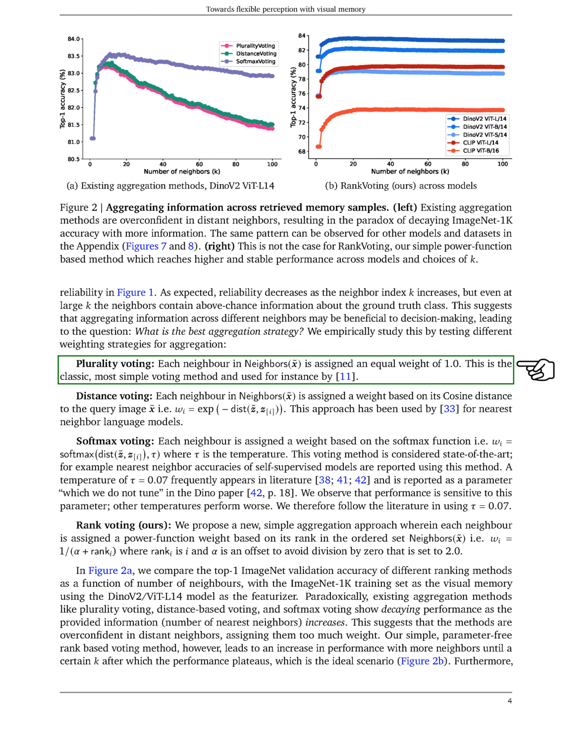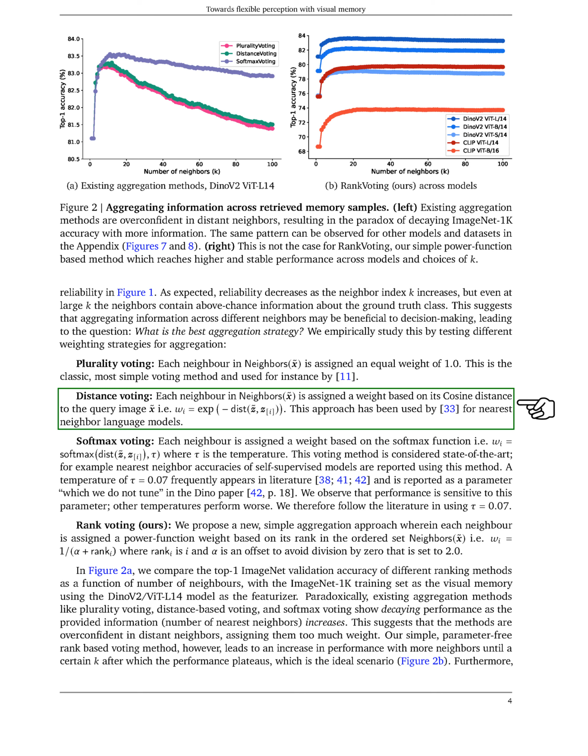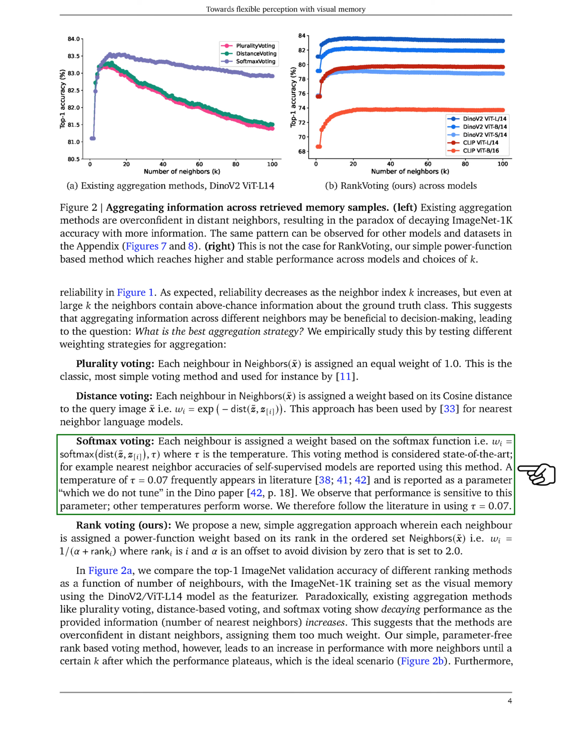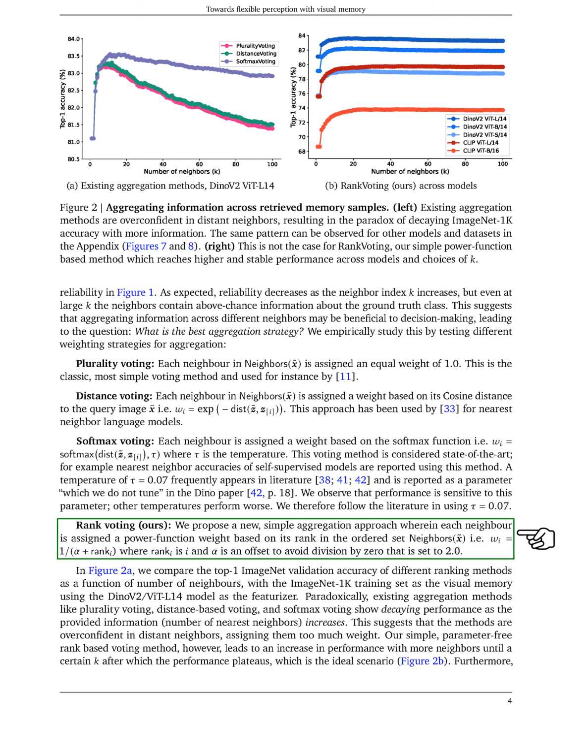We tested several weighting strategies for aggregation: plurality voting, where each neighbor has equal weight; distance voting, where weights depend on the cosine distance to the query image; softmax voting, which uses the softmax function for weights; and our proposed rank voting, where weights are based on the neighbor's rank in the ordered list.